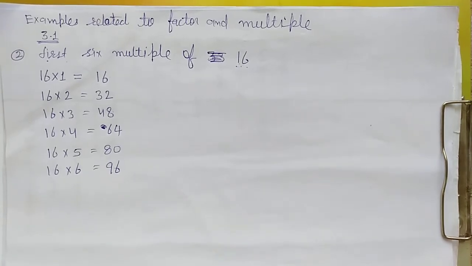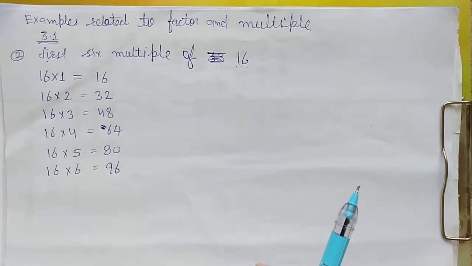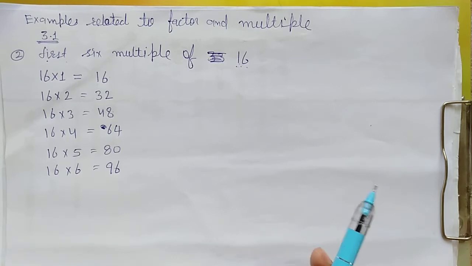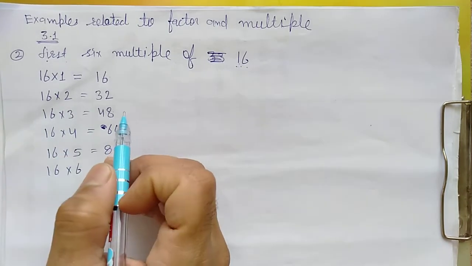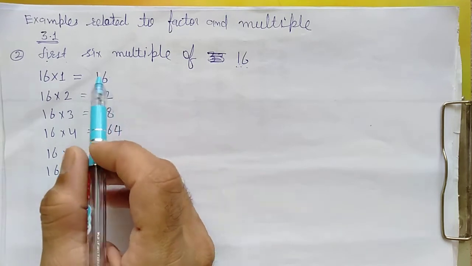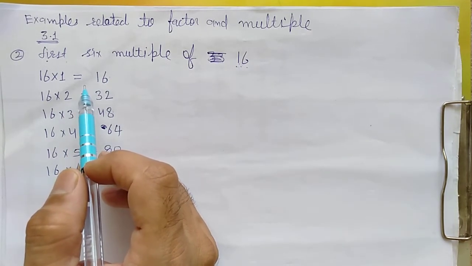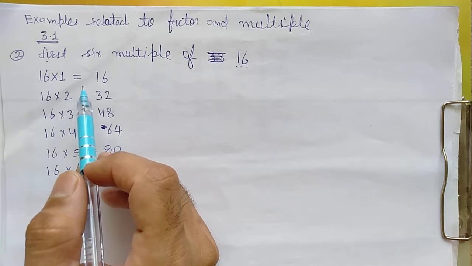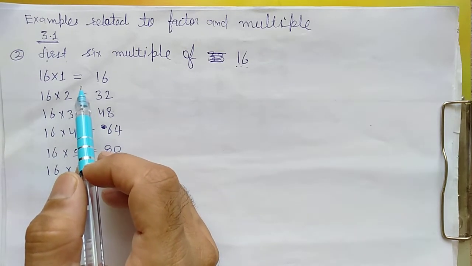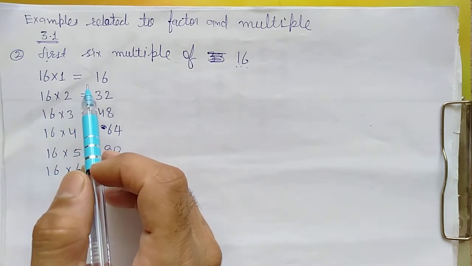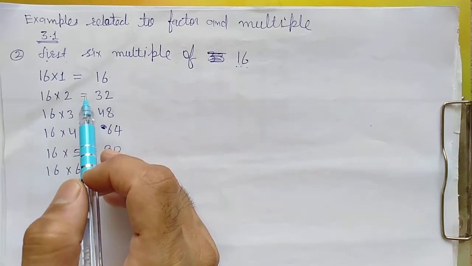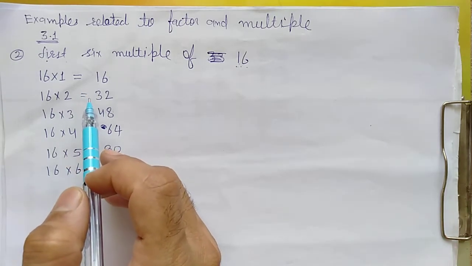Students, in the previous video we have learned factors, multiples, even numbers, odd numbers, prime numbers, composite numbers, all these things. In this video we will learn some examples related to the same. In your book, this exercise 3.1 I am going to solve now. One question I will do and the rest you will try to do yourself.